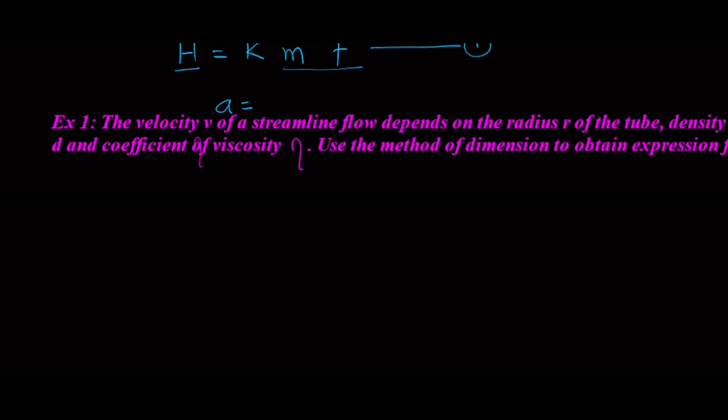To solve this, the first thing is to translate this question into mathematical form. Like I've told you, we are going to be writing it as v depends on the radius. It also depends on density and coefficient of viscosity. That's the first thing. Now, the next thing is to remove the proportional sign so that we can introduce a constant, right? So v equals k, we have radius, density, and coefficient of viscosity.